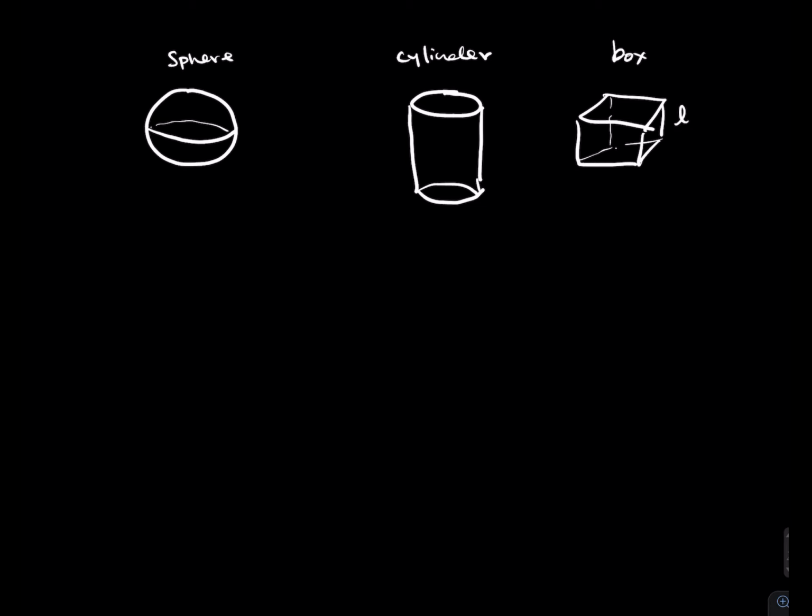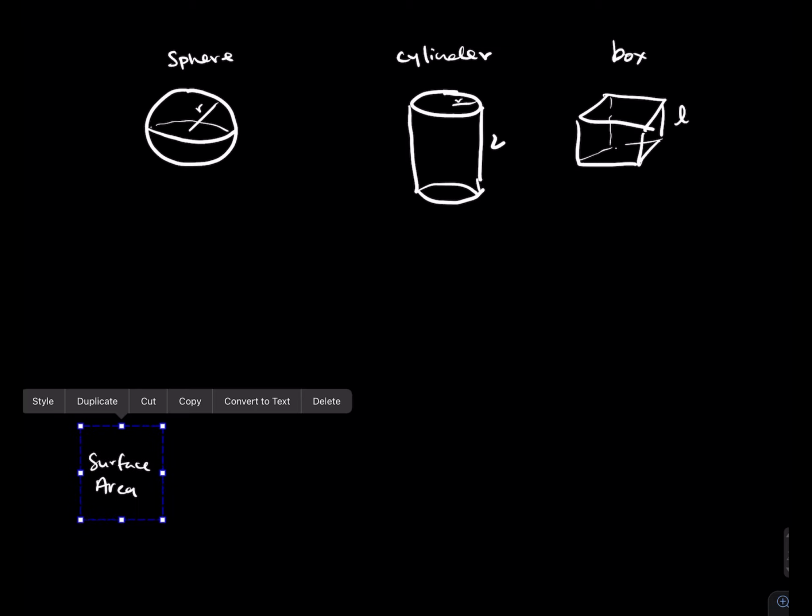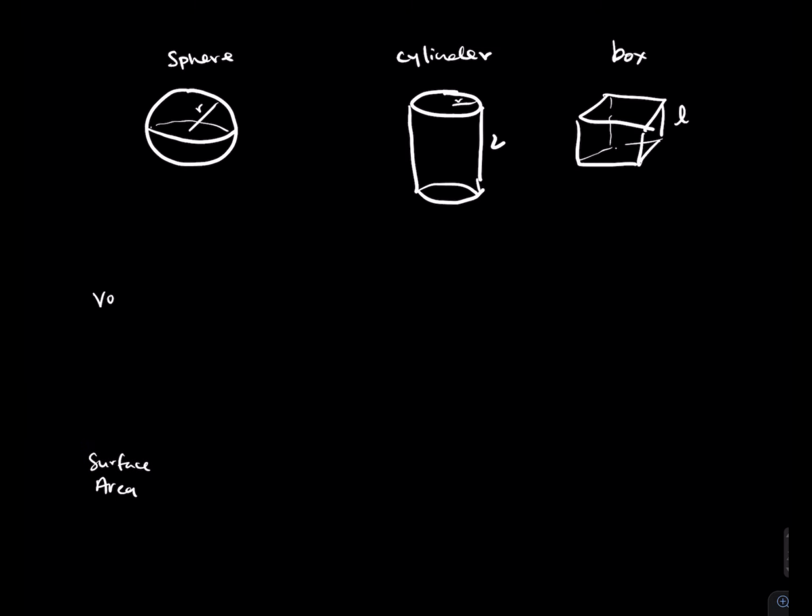So if we call this length L, this has a radius R, and this has a radius R. We want to just review the surface area and the volume of these things, because I find people tend to be rusty on these. So the volume of a sphere, volume sphere is, well, let's just make a circle there, is 4/3 pi r cubed.